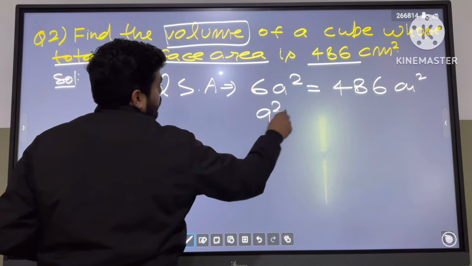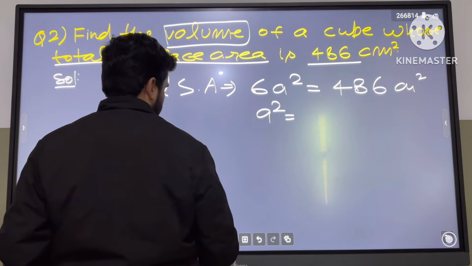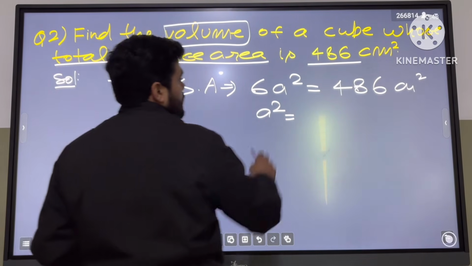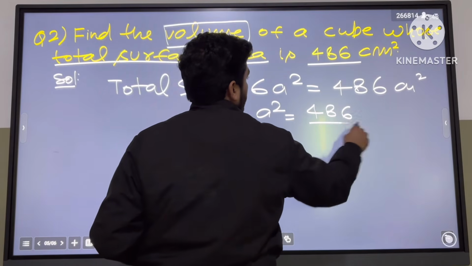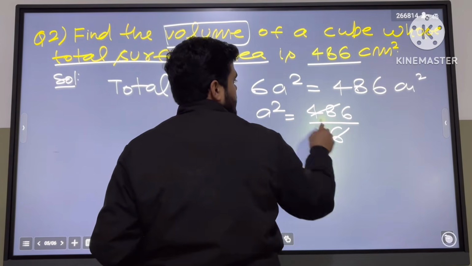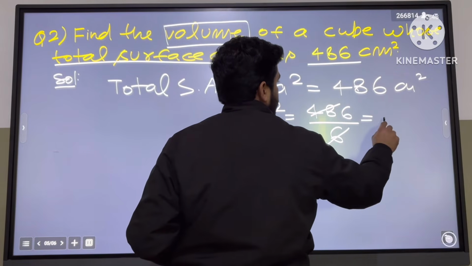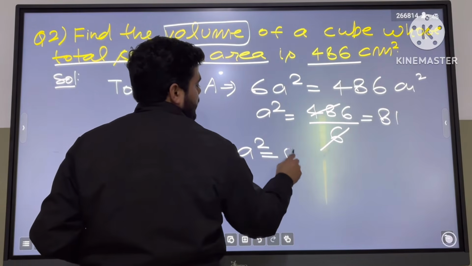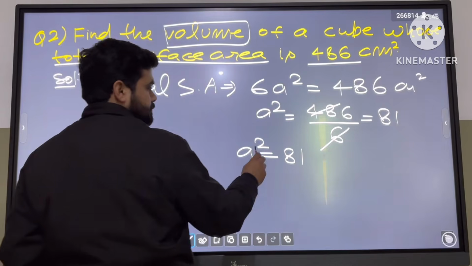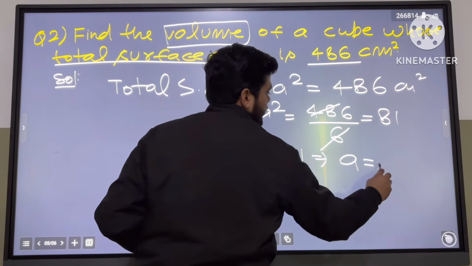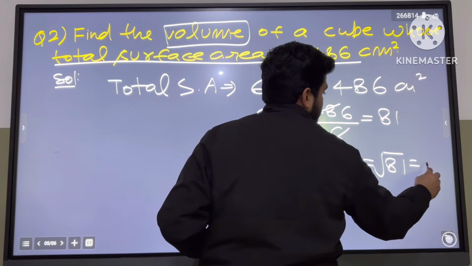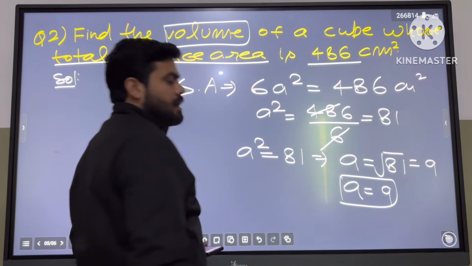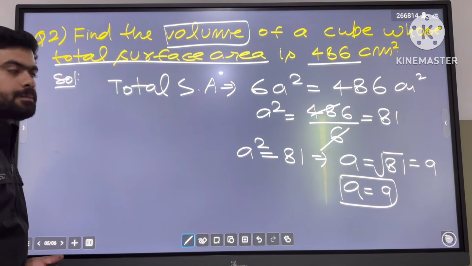So dear students, the value of a square is equal to 486 upon 6. 6 8s are 48 and 6 from the 81. So a square is equal to 81. So dear friends, what is the square root of 81? The square root of 81 is 9. So a is equal to 9. 9 centimeter is the side of the cube.